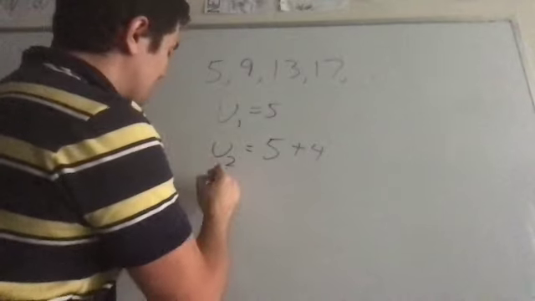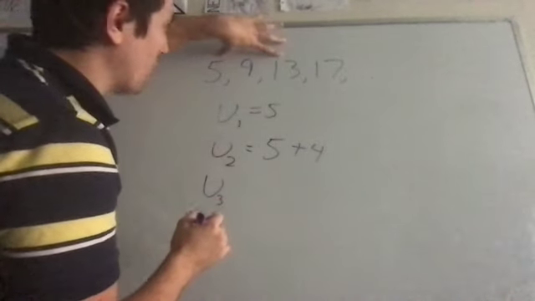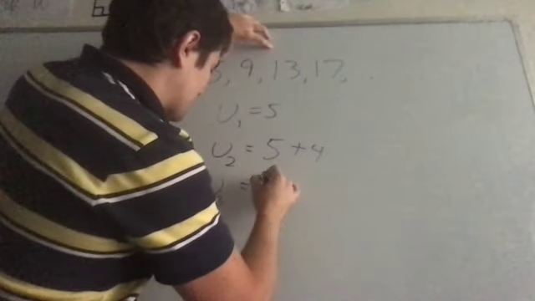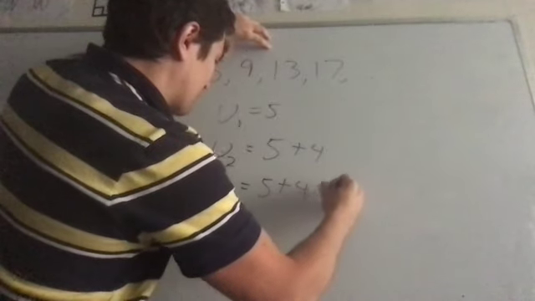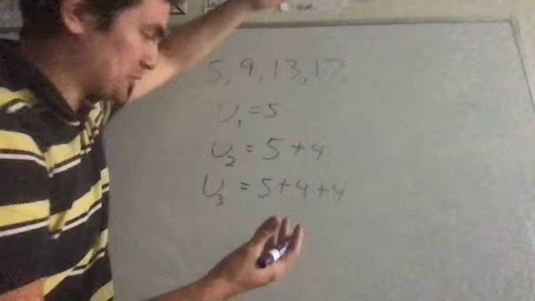All right? What's the third term? Well, it's 5 plus 4 plus 4, because 9 plus 4 is 13. So again, this is 5 plus 4 plus 4. Like, I just keep adding 4. How many times do I need?